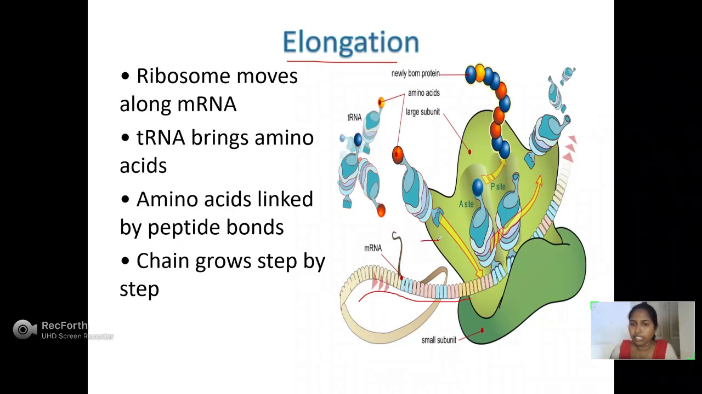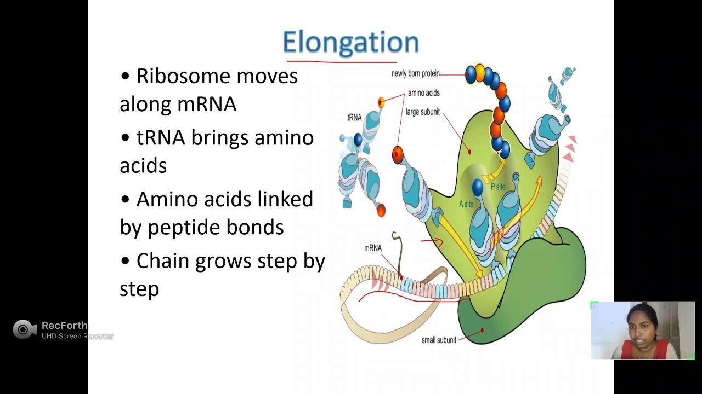The mRNA is keeping still, and who is moving? The ribosome moves along the mRNA, and the tRNA brings the amino acids towards the ribosome, always with a codon-anticodon connection. And these amino acids are brought together.